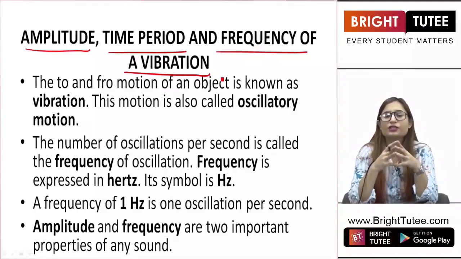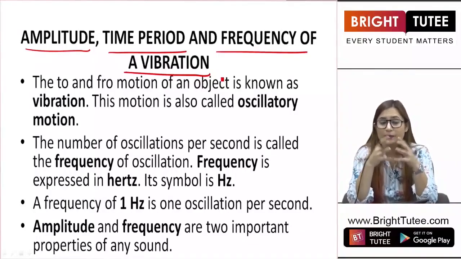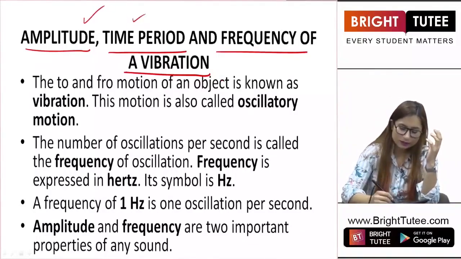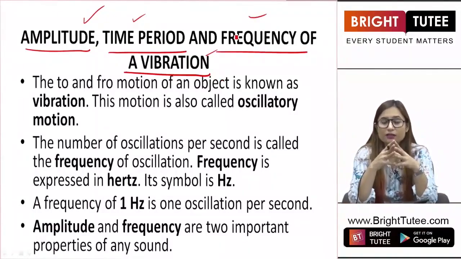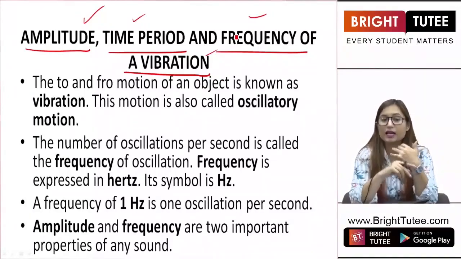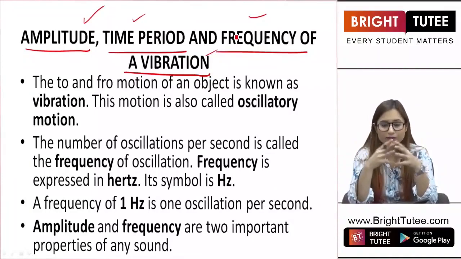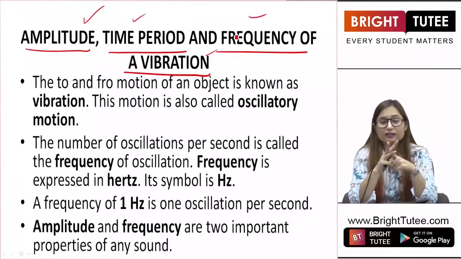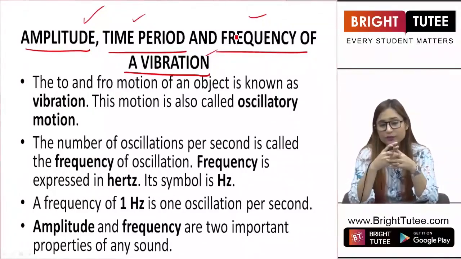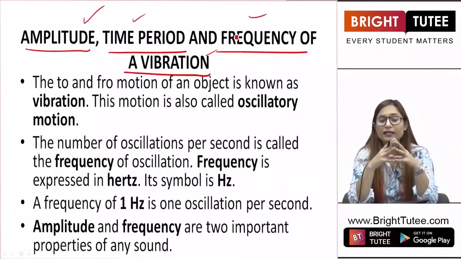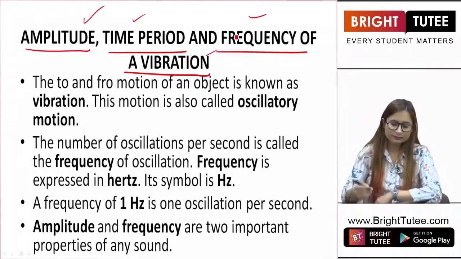Now, how can we differentiate between these sounds? This is because these are the properties of sound as well. Each kind of sound that you hear has a different amplitude, time period, and frequency of vibration, right? These are the three factors on which the kind of sound depends. We are able to differentiate different kinds of sounds because of the difference in their amplitude, time period and frequency. So let us see what these parameters basically are.